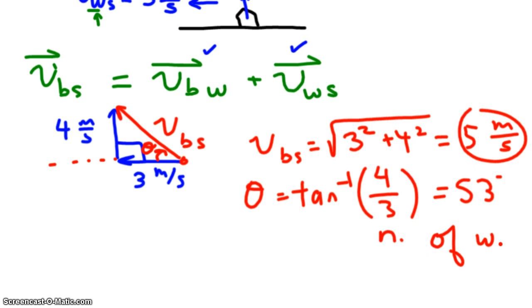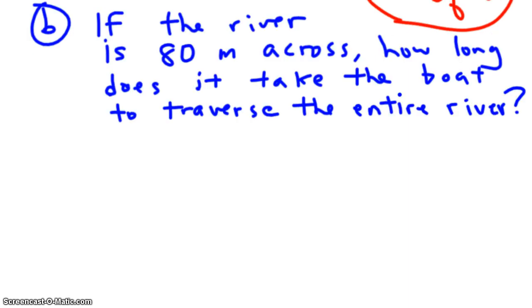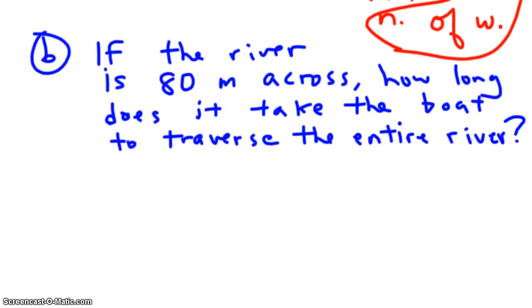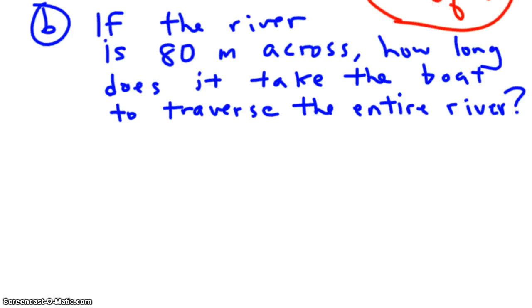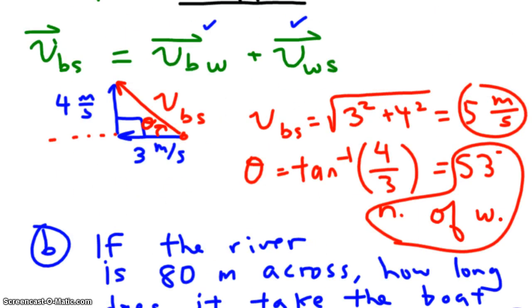And now let's say there's a second part, B. The second part says, part B is this. If the river is 80 meters across, how long does it take the boat to traverse the entire river? Traverse is a great word. It means kind of to cross over or to go from one side to the other, to travel across, traverse.